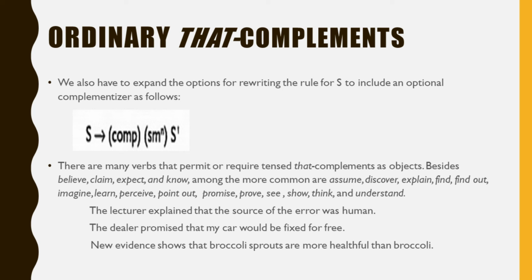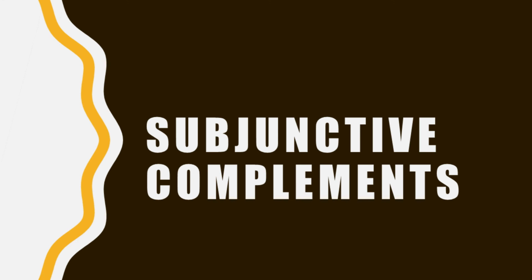For example, the lecturer explained that the source of the error was human. The dealer promised that my car would be fixed for free. New evidence shows that broccoli sprouts are more healthful than broccoli. The second type of complements is the subjunctive complements.